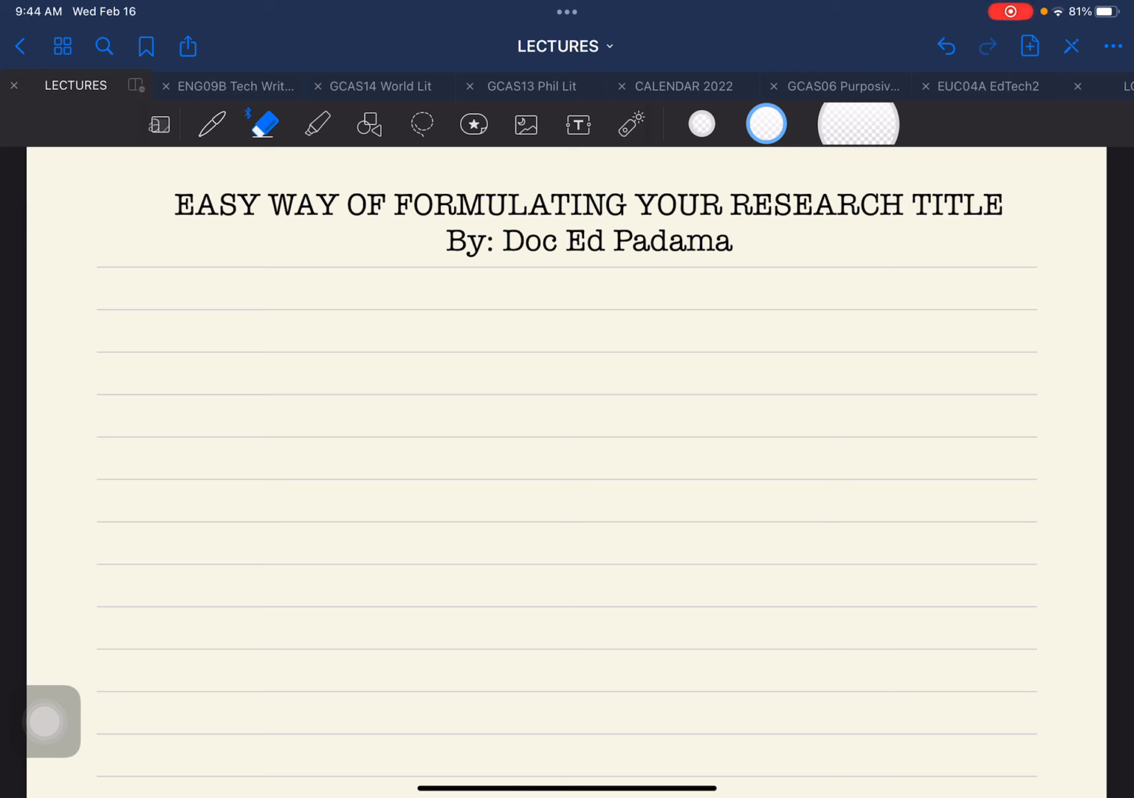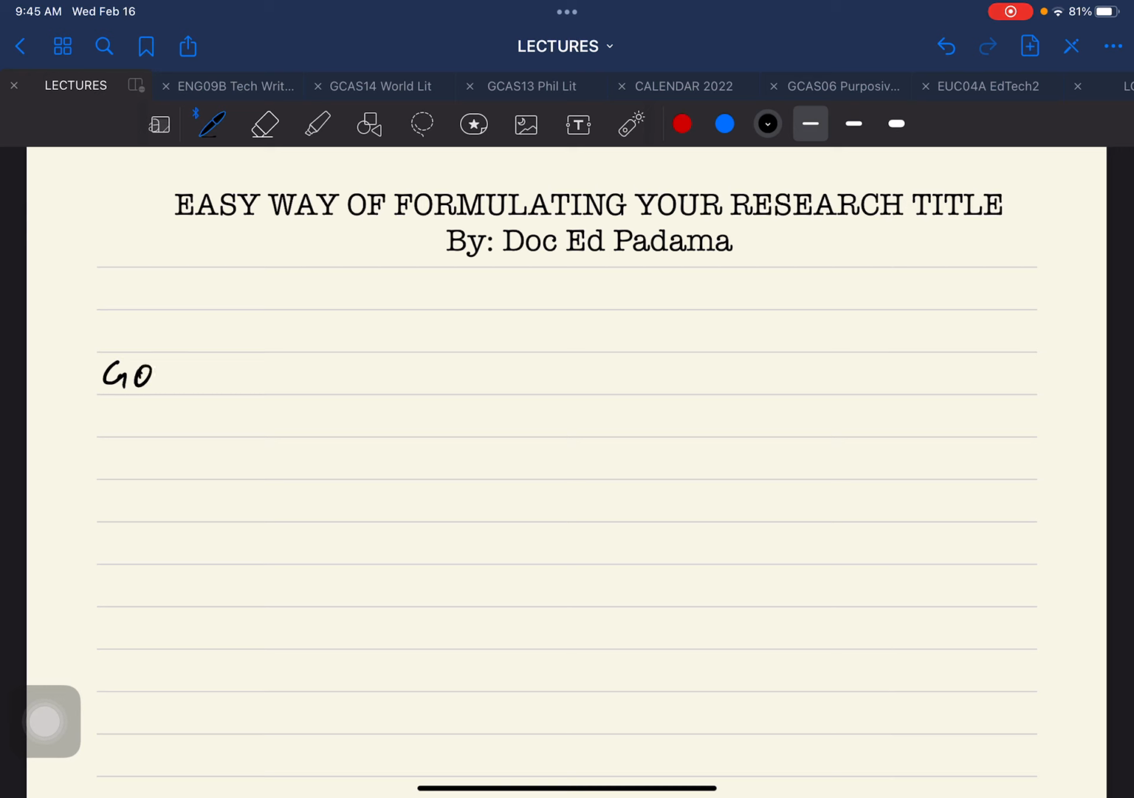So again, going back to our discussion for today, how to formulate a research title using the template that I have developed. This template, to easily facilitate the process of creating or formulating a research title, is divided into four parts. So what are these four? I divided this into four elements, and basically number one is the goal of your research.